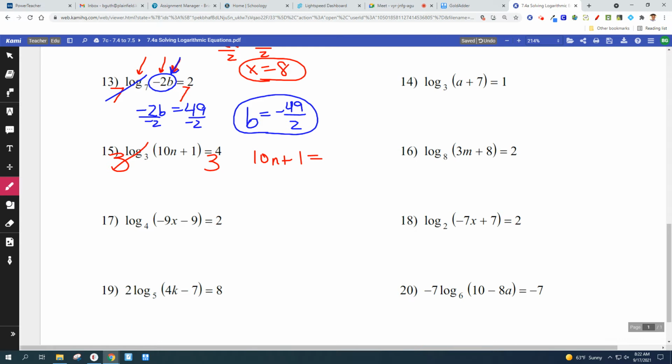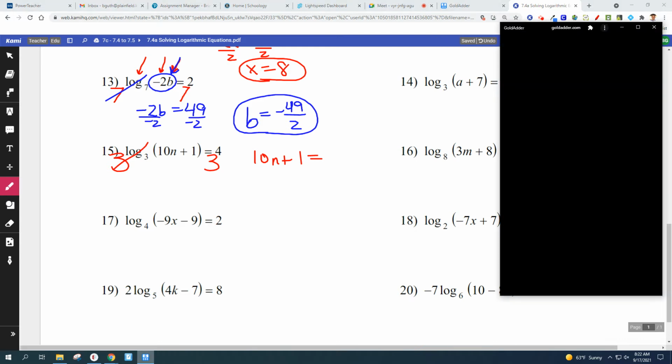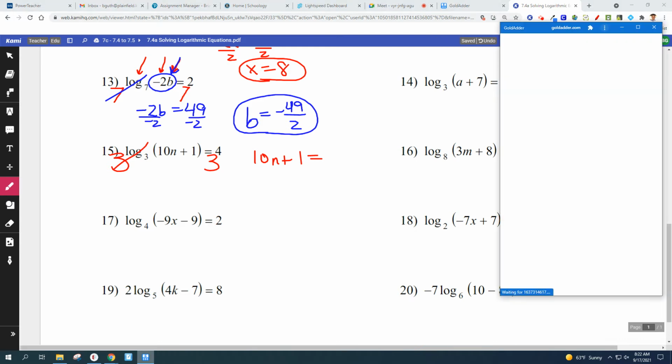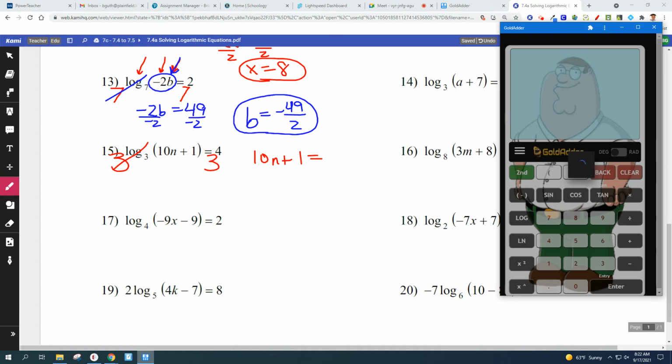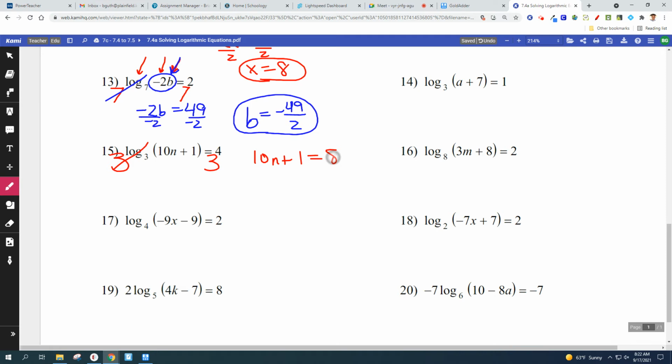If you don't know what 3 to the 4th power is, you can always plug it in. Let's see, 3 to the 4th is 81. Subtract the 1, 10n equals 80, divide by 10, n equals 8.